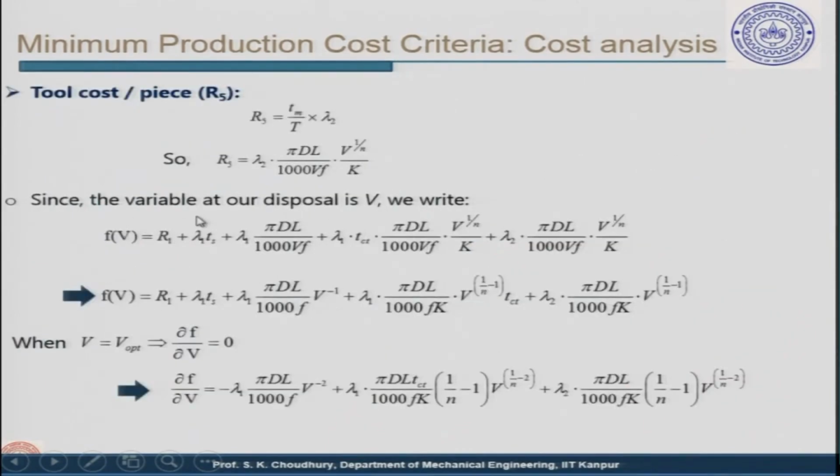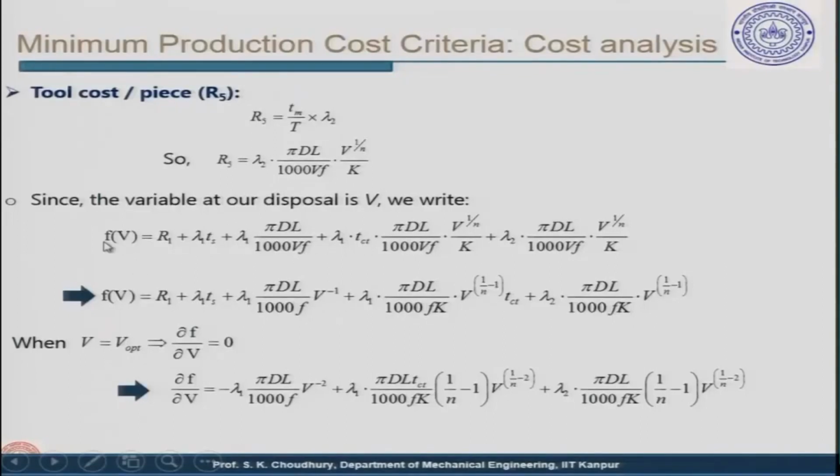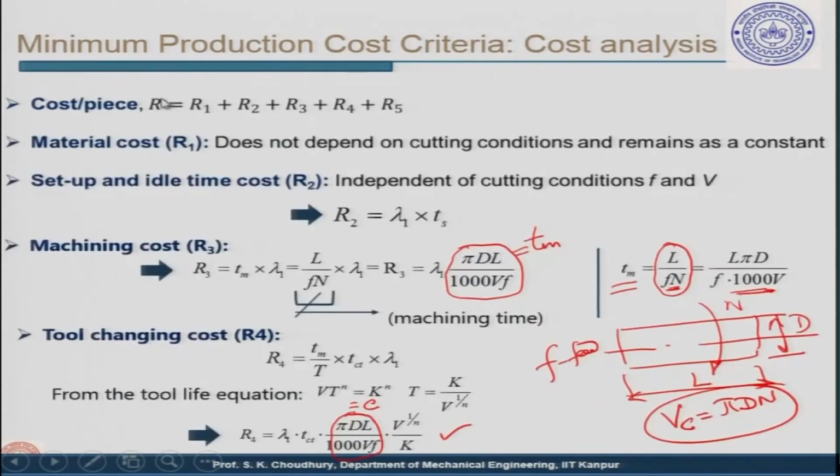Now, the variable at our disposal is V only, that is the cutting velocity. We are not considering the feed and the depth of cut, and as I said, those also can be considered, but in that case we have to take the derivative with respect to F. Here, this equation for the cost per piece is only dependent on the cutting velocity, because we are trying to find out the optimum cutting velocity for the minimum cost.